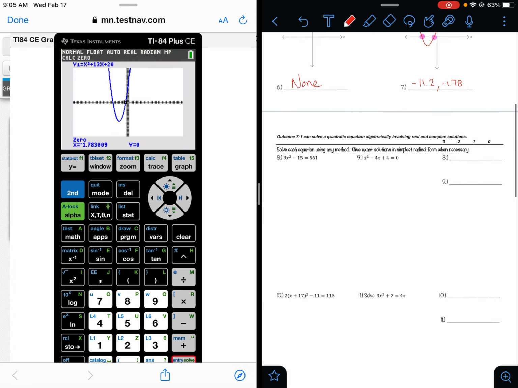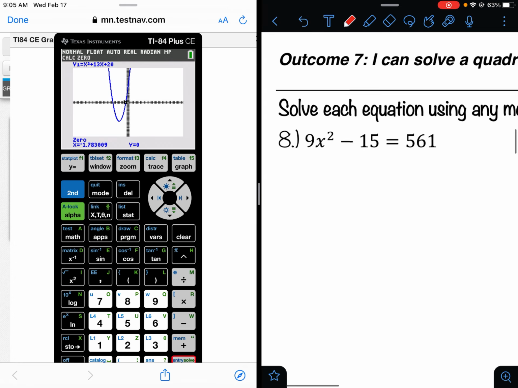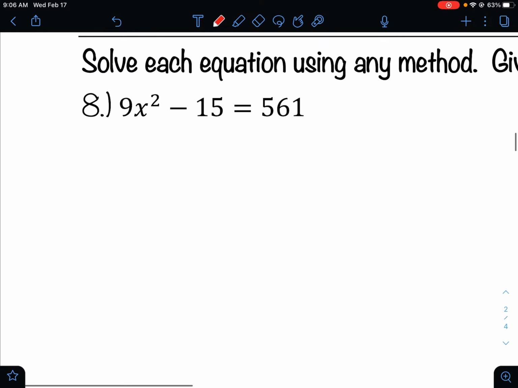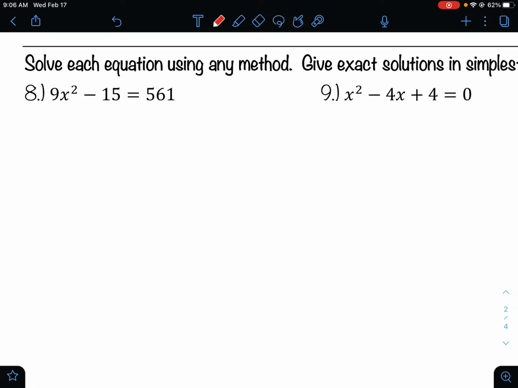Now on to outcome 7. This is our second to last one here. This is probably where you're going to spend most of your time. I don't need a graphing calculator anymore. Now on to what we should see here are 8 and 9.